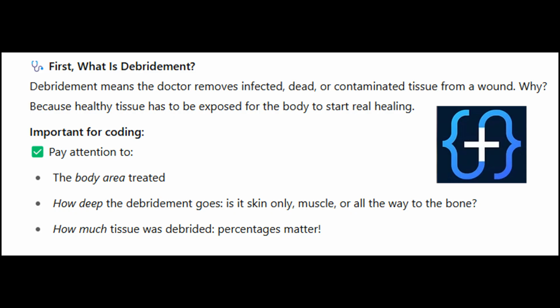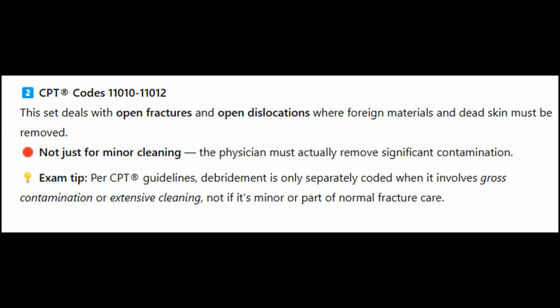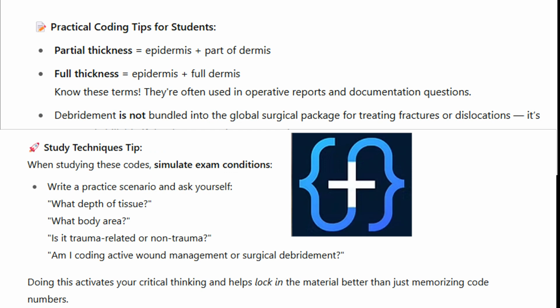Debridement is not bundled into the global surgical package for treating fractures or dislocations. It's separately billable if the documentation supports it. Study techniques tip: when studying these codes, simulate exam conditions. Write a practice scenario and ask yourself, what depth of tissue? What body area? Is it trauma-related or non-trauma? Am I coding active wound management or surgical debridement? Doing this activates your critical thinking and helps lock in the material better than just memorizing code numbers.